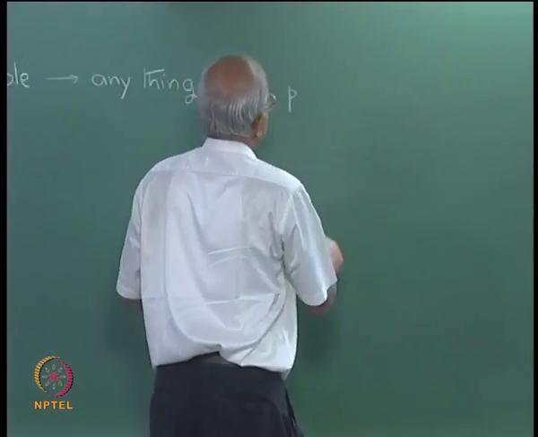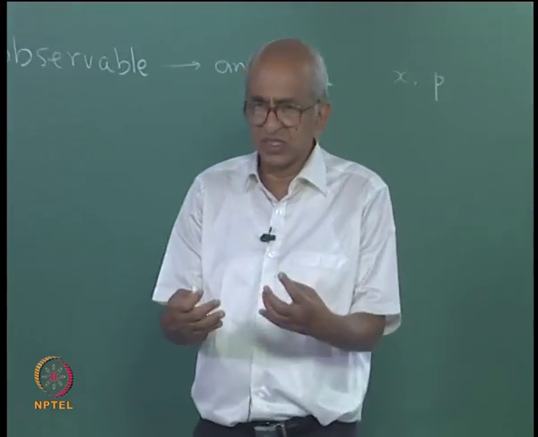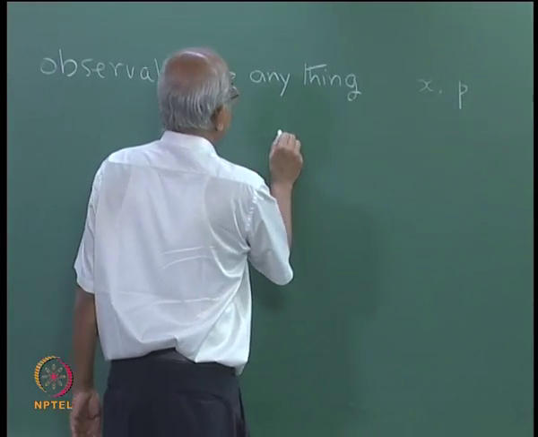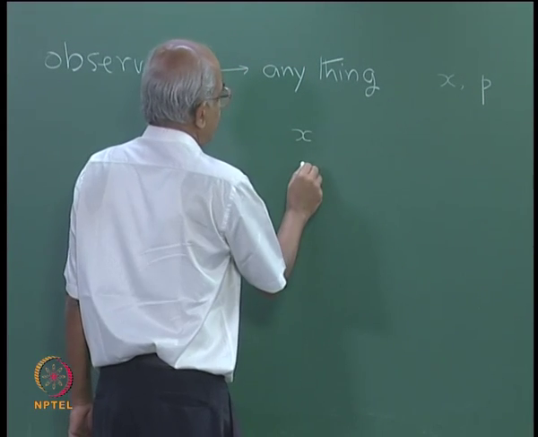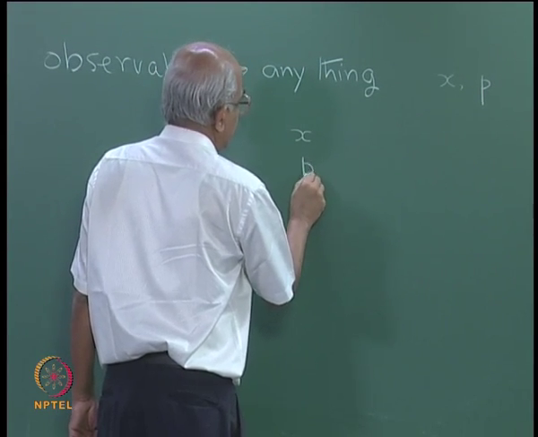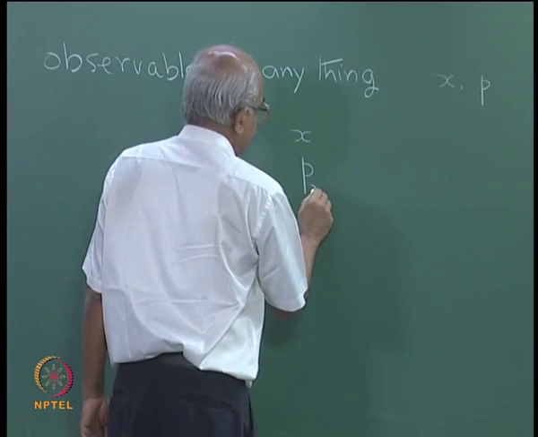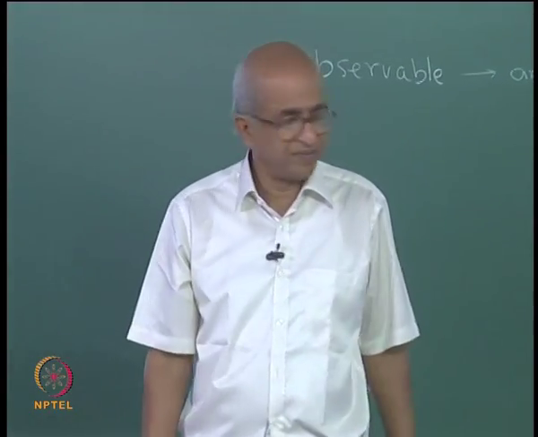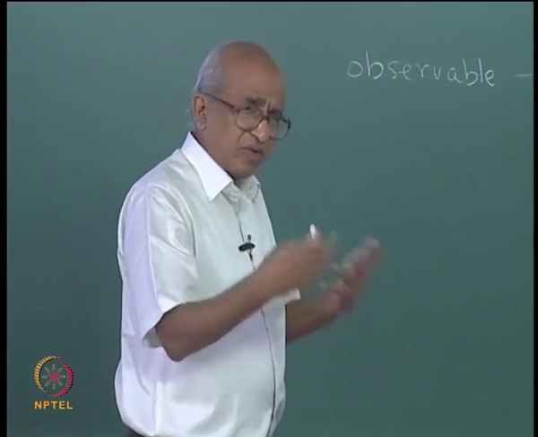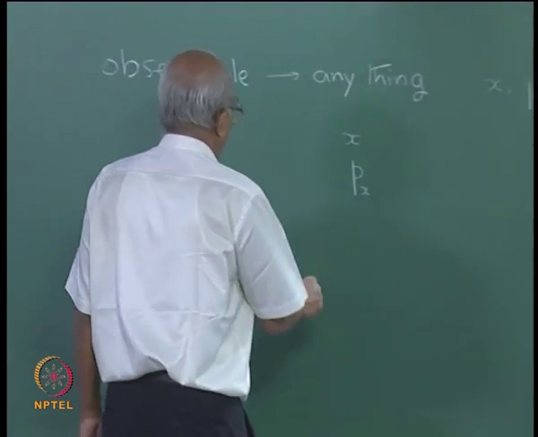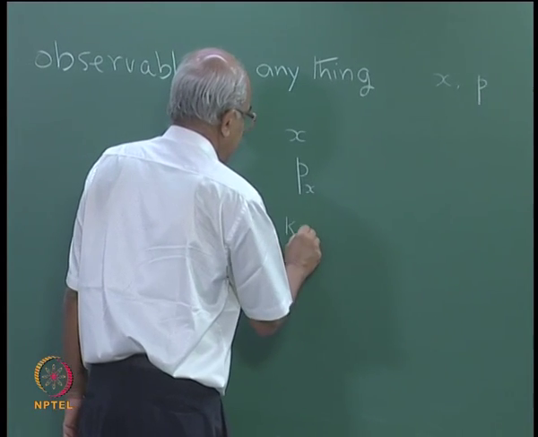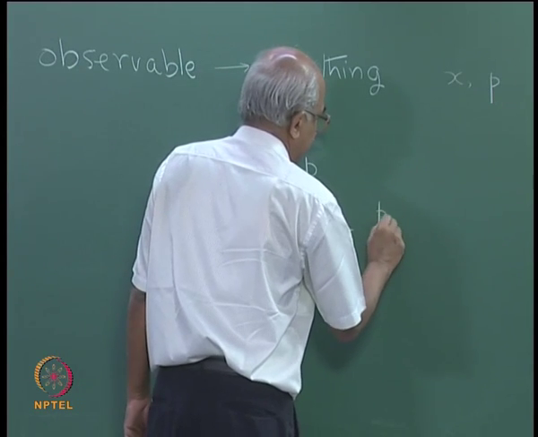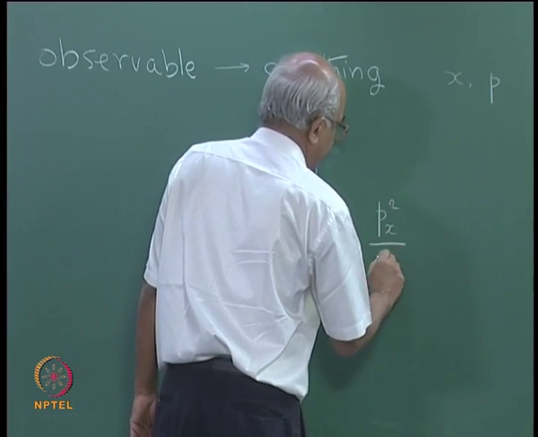In fact, the simplest thing is, if I am making an observation, I may be measuring the position of the particle. In that case my observable will be x, or I may be measuring the momentum of the particle, which I shall denote as px. It is better to put a subscript x, because this is the momentum associated with the particle due to its motion in the x direction. But you can think of more complex things. For example, the kinetic energy of the particle, which for a one dimensional system will be px squared divided by 2m.